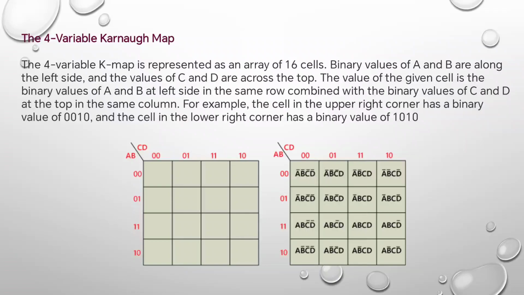For example, the cell in the upper right corner has a binary value 0010 and the cell in the lower right corner has binary value 1010. So this is the way we have to represent the 4 variable K-map.